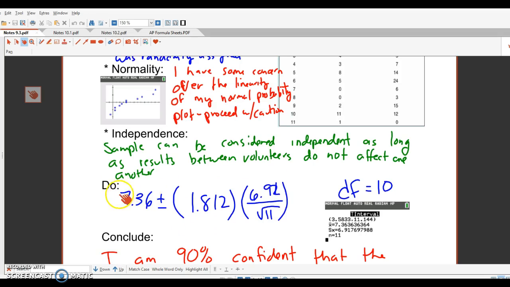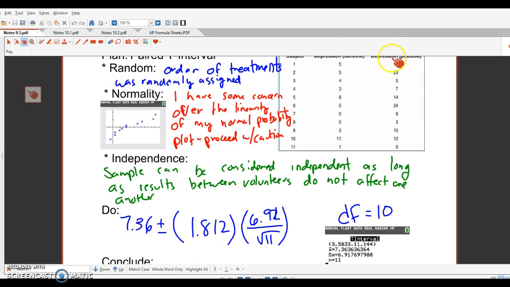Okay, on the do step, there is my x bar, my average for the difference. So once again, it's not on either one of these, the caffeinated or the non-caffeinated scores. It's on the L3 data. So the average difference is 7.36 in scores. 1.812 is from my t-table, just like last time. So based on, if I have 11 subjects, I would have 10 degrees of freedom with 90% confidence. That's where I got the 1.812. The standard deviation for the difference was 6.92, and then there were 11 pairs of data.